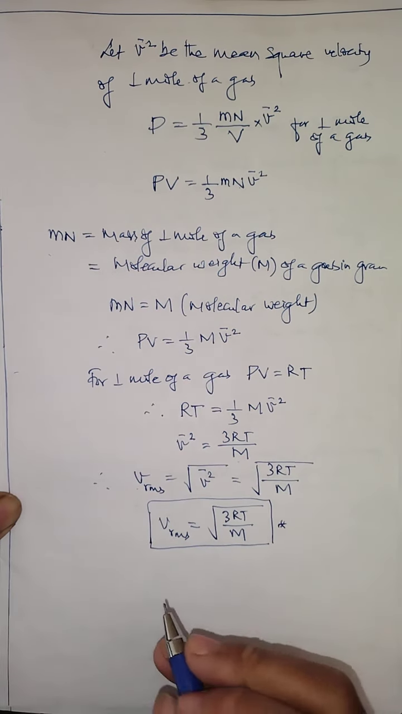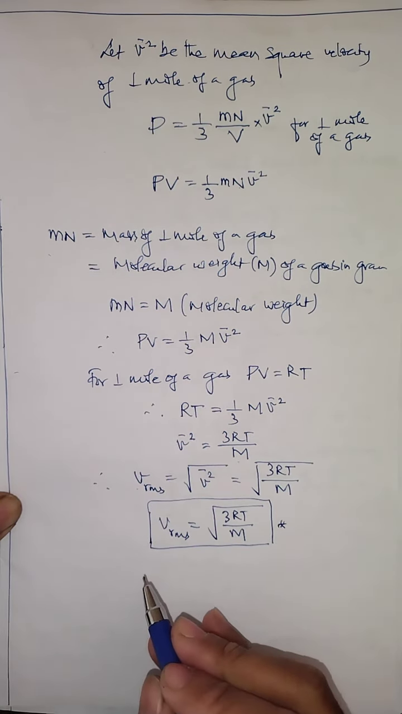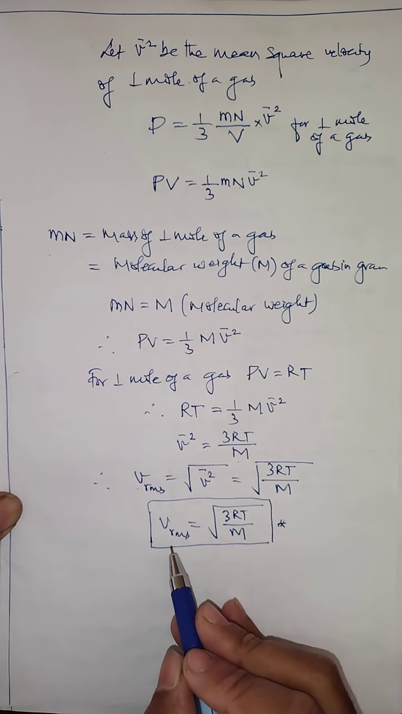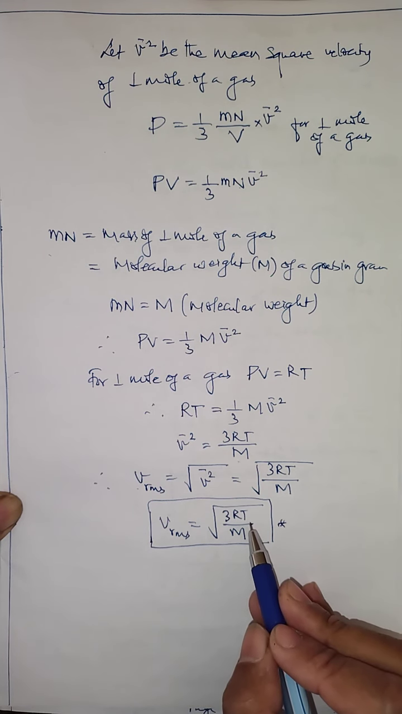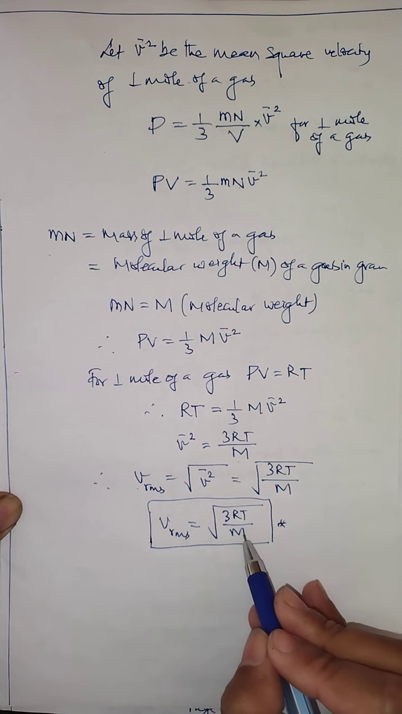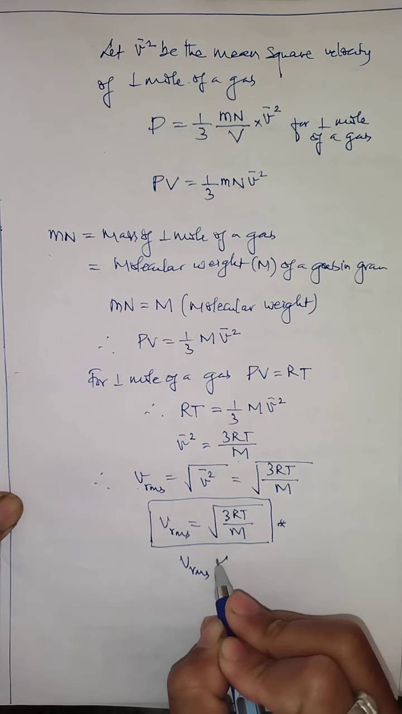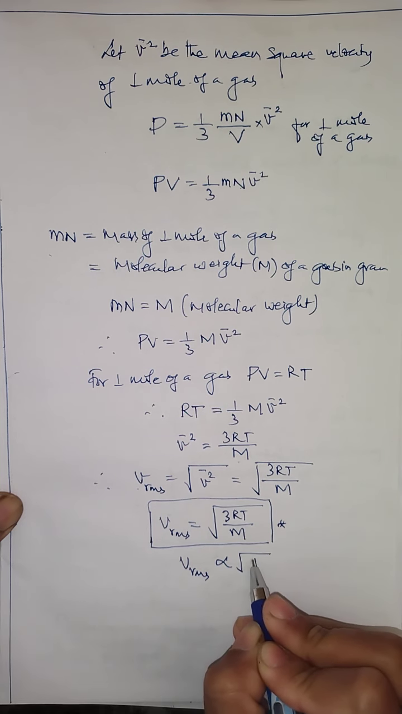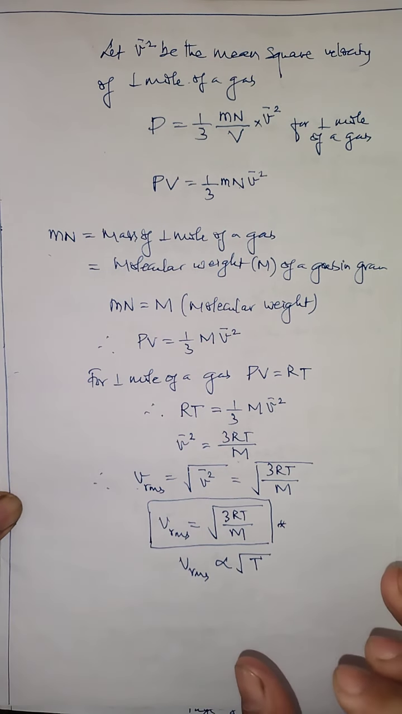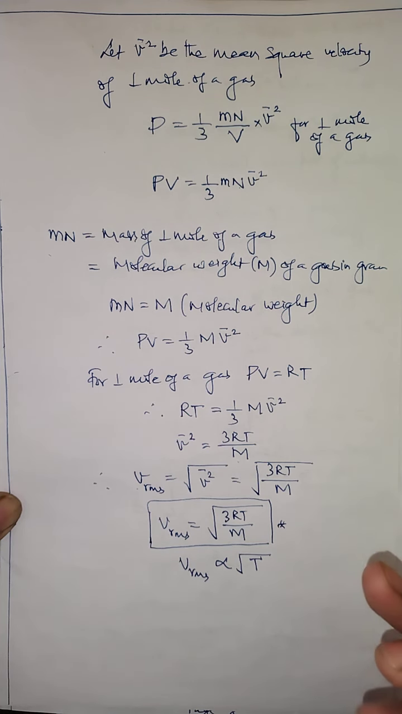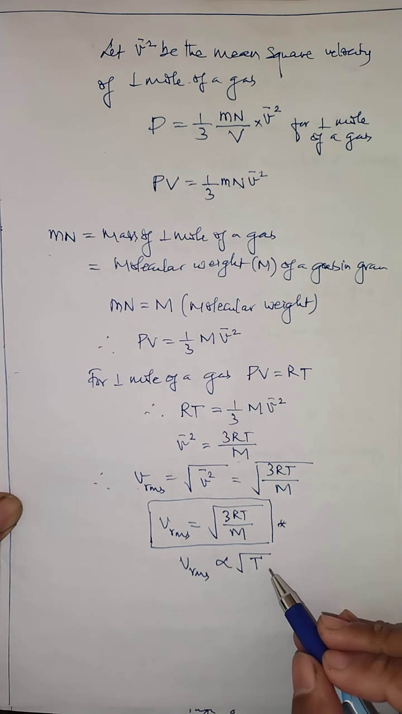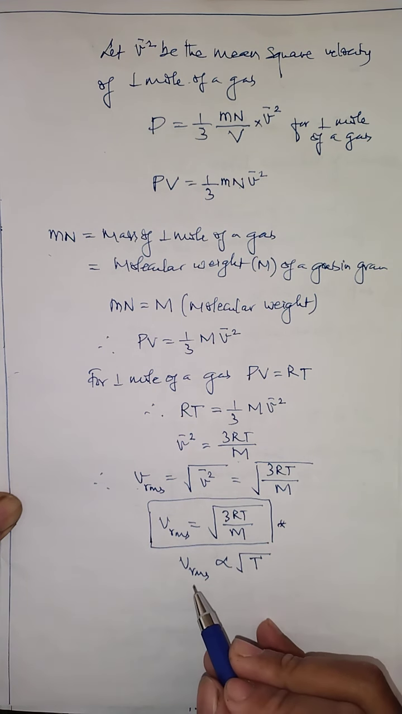Now from this relation I can write that the RMS speed of the gas is directly proportional to the absolute temperature. So RMS speed of a given gas is directly proportional to the square root of absolute temperature. This means that the faster the motion of the molecules of a gas, the higher the temperature of the gas. Or the higher the temperature of the gas, the faster the motion of its molecules.